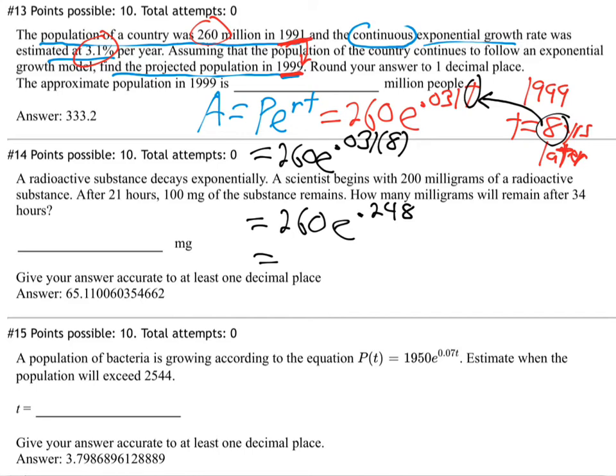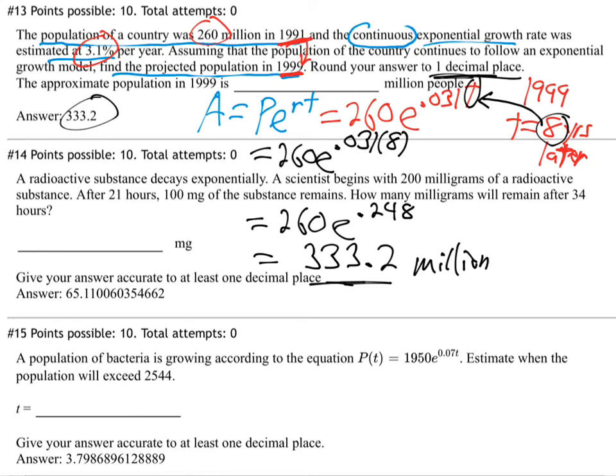So on this one, I'm getting 333.2. Yeah, they want us to round. Here's the answer right there. Rounded to one decimal place. I guess they didn't really say. Oh, yeah, they did right there. One decimal. So 333.2. So that's how many million people will be in the population.